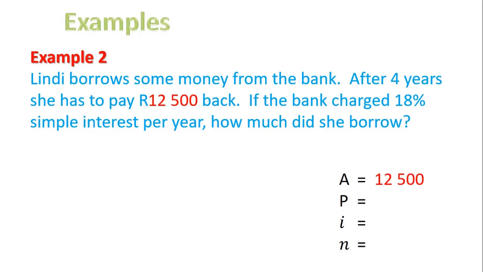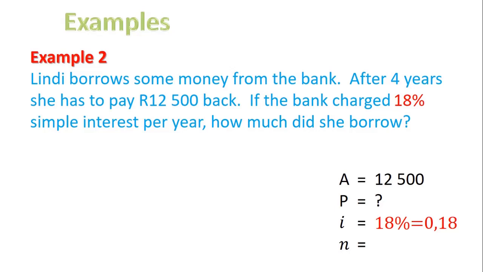Now we look for P. Lindy borrows some money from the bank. So the starting amount, how much did she borrow? That's what we want. So P is what we actually want. Now let's see if we can find I. If the bank charged 18%, okay, well that's my I. So I equals 18%. Remember, I change it to a decimal, and so I get 0,18.